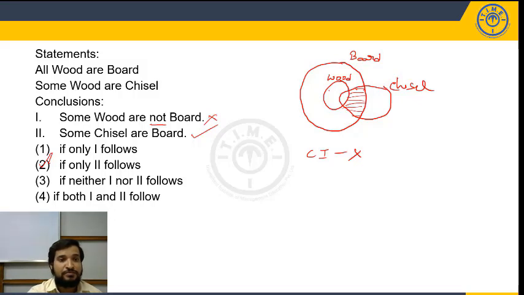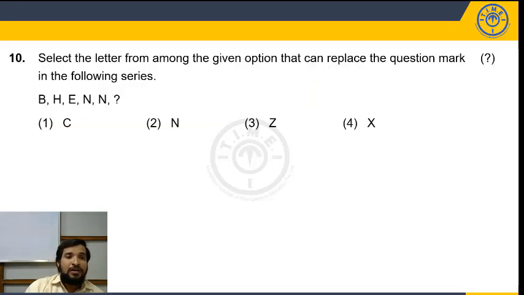See the next question. Select the letter from among the given options that can replace the question mark in the following series. So it's a letter series. What are the given letters? B, H, E, and N. I'm writing the same.